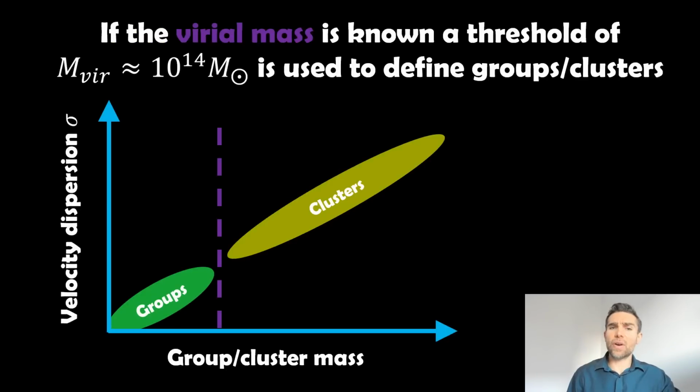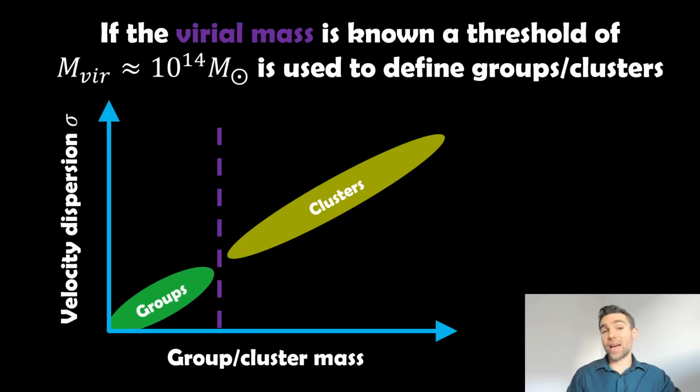And if we actually know the virial mass, I'll mention what that is in a little minute, but basically if we know what that is, then we can also define it as a group or a cluster, and that threshold for the virial mass is about 10 to the 14 solar masses. So that is our transition point between a group and a cluster as well.